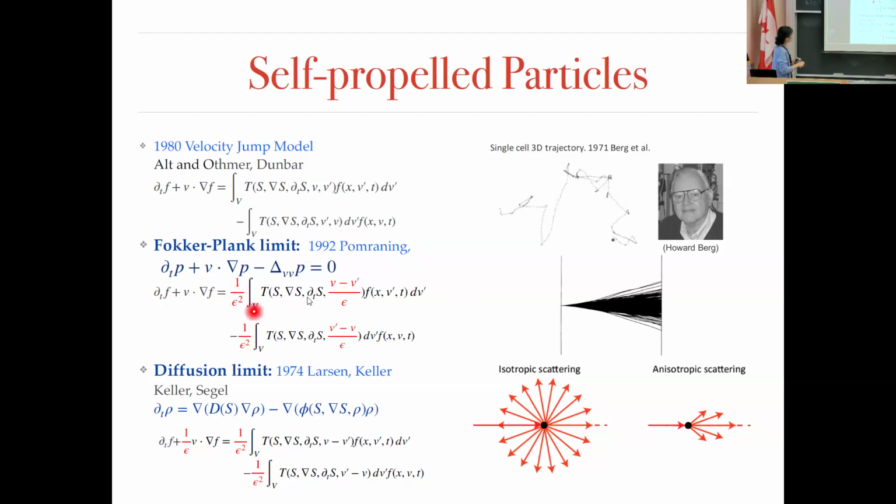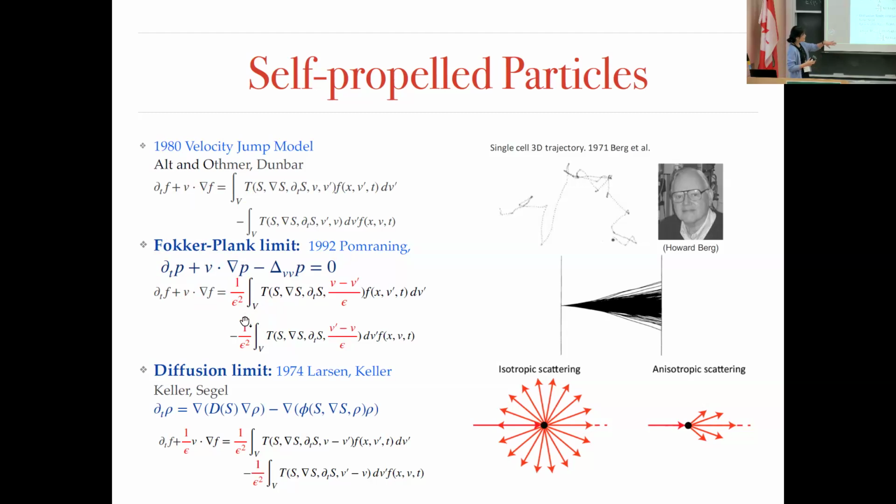Then in your tumbling kernel, you would put something like this stiff term here. This term encodes the fact that in each tumble, you change your movement direction only a little bit. The frequency, this 1 over epsilon squared, means that the frequency of changes is large, but each time it changes only a little bit. Then when epsilon goes to 0, what people get is this Fokker-Planck limit.